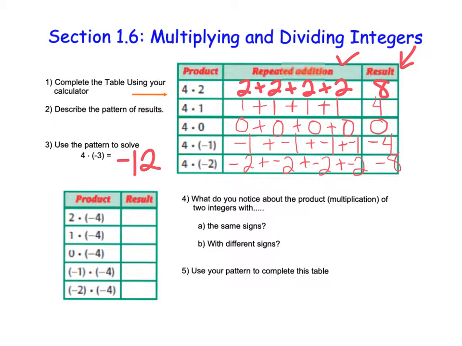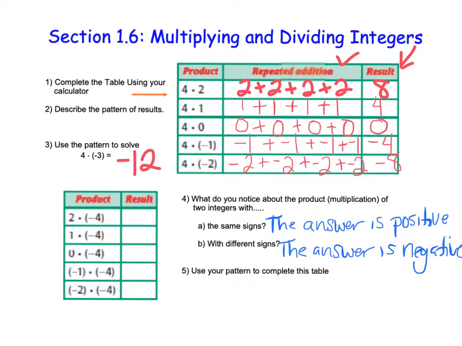Four times 3 gives you 12, and you saw from the pattern that a positive times a negative will yield a negative answer. So go ahead and fill in number 4 and fill in number 5. Pause the video. For number 4, you should have an answer similar to mine, where when the signs are the same and you're multiplying, your answer is going to be positive. However, when the signs are different, your answer will be negative, no matter which order they come in.